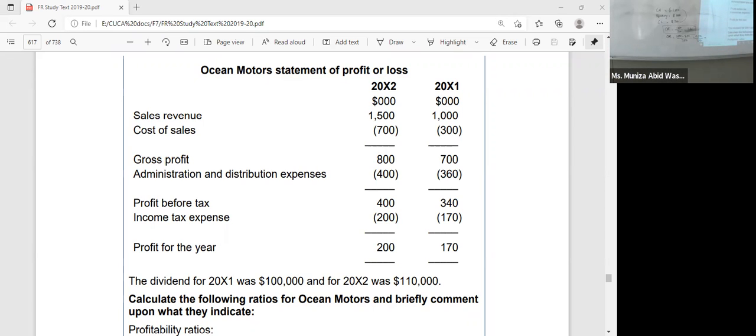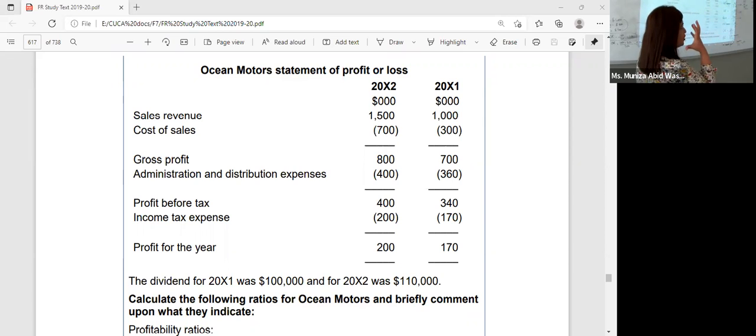See the requirement. Calculate the following ratios for Ocean Motors and briefly comment upon what they indicate. As you can see, your gross profit margin has decreased. Gross profit margin is decreasing. In 2001, it was 70%, whereas in 2002, it has decreased to 53.3%.